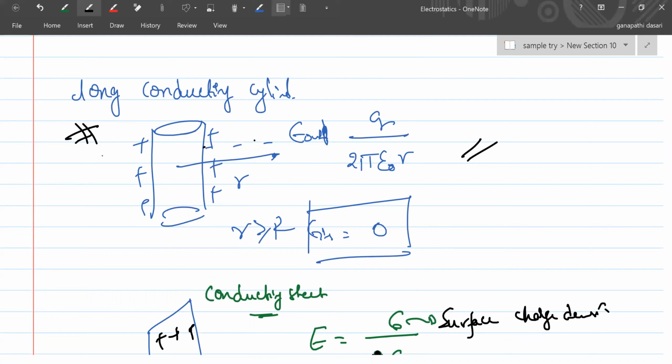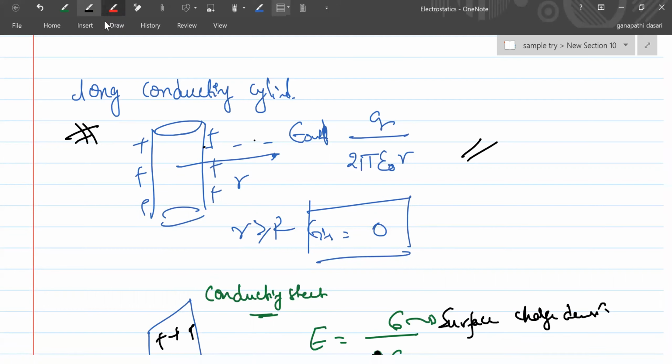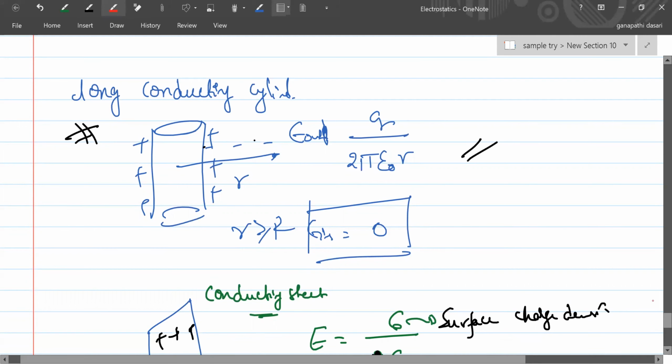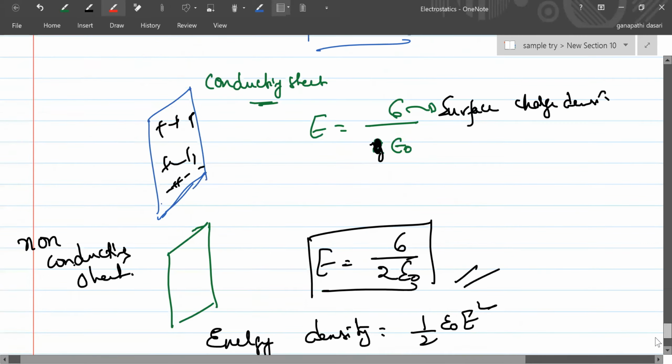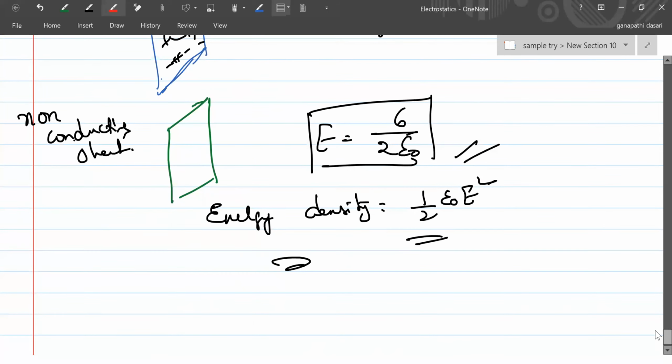Easily you can derive. These values using Gauss law can be easily derived. So that is why, when you are preparing for competitive exams, I don't want to make it difficult for you to just derive these things. You need to know how to apply.